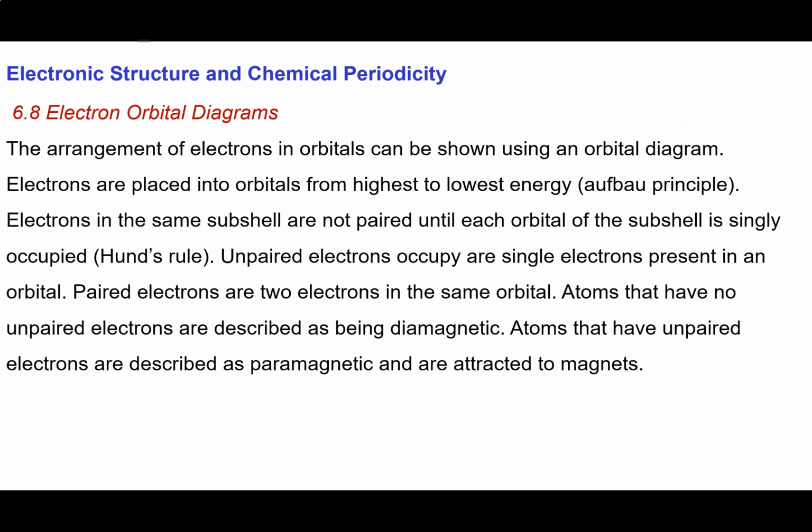Okay, so that's how electron orbital diagrams work. The arrangement of electrons in orbitals can be shown using an orbital diagram. There are 2 rules that we follow. We follow the Aufbau principle, just like we did for an electron configuration, but we also follow Hund's rule, where we don't pair up electrons in orbitals of the same energy until every orbital in that subshell has at least 1 electron in it. We define the terms unpaired electrons, paired electrons, paramagnetic atoms, and diamagnetic atoms. It's important to recognize that paramagnetic atoms are attracted to magnets, whereas diamagnetic atoms are not.